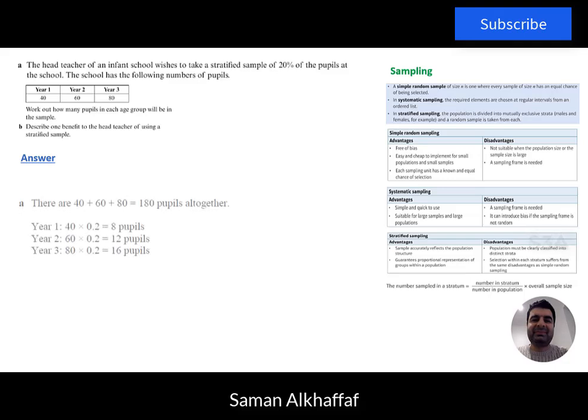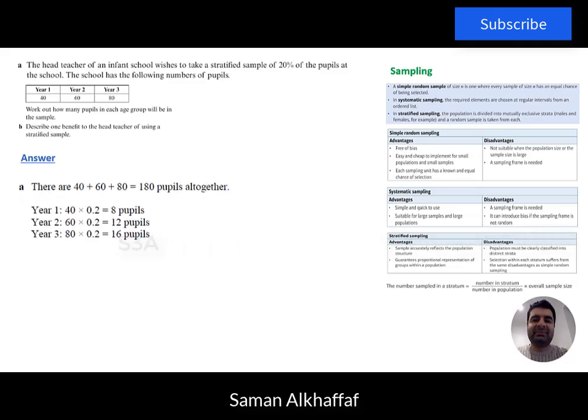Now, in this scenario, we add all the numbers for each of the years. So we have year 1's 40 plus 60 for year 2 plus 80 for year 3. That will give us a total of 180 pupils. Then we look at the percentage. So we have 20%. So we take 20% of each year. For year 1 it is 40 multiplied by 0.2. That will give us 8 pupils. For year 2 we have 60 multiplied by 20%. That will give us 12 pupils. And for year 3 we have 80, which we multiply by 20%. That will give us 16 pupils.